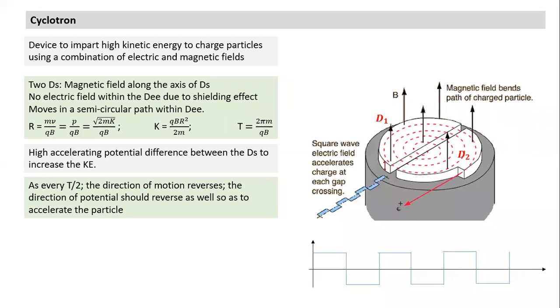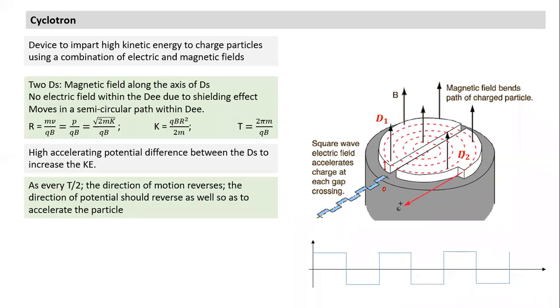So its motion also has two parts. When it moves inside the D, it is acted upon only by a magnetic field, hence it will have a semicircular path. But when it travels from one D to the other, it is acted upon by an electric field. If we adjust the direction of the electric field or the potential difference, every time it travels from one D to the other, it will gain a kinetic energy equal to Q into V, V being the potential difference.